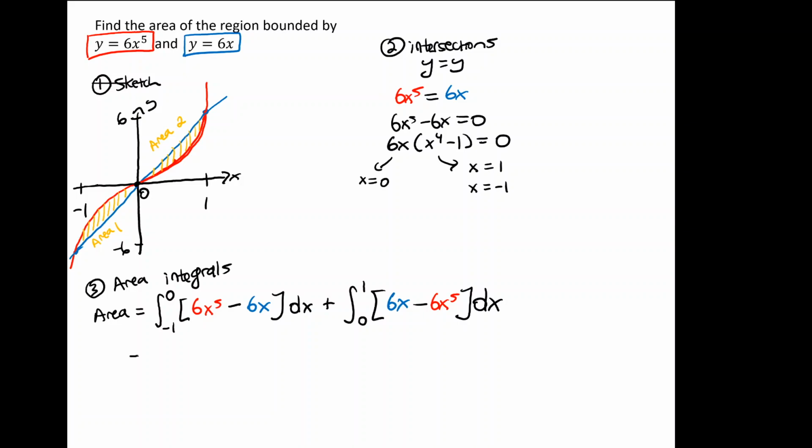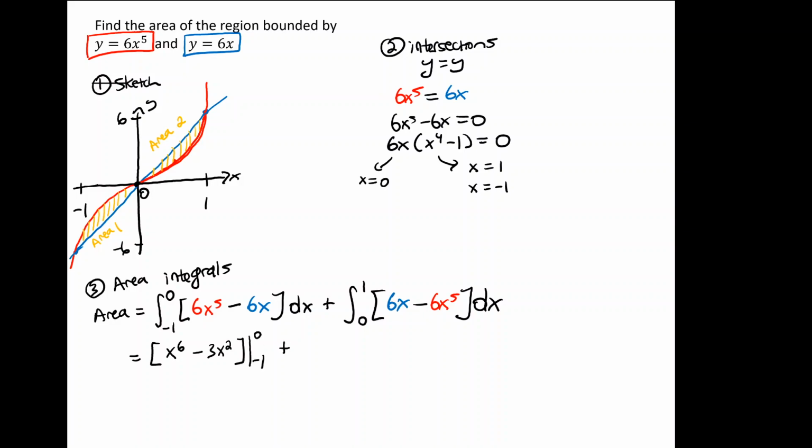Alright, now let's take the antiderivative of all the pieces. Antiderivative of 6x to the 5 is x to the 6. Power goes up by 1, we divide by the new power. 6 over 6 is 1, so the coefficient in front disappears. Antiderivative of 6x, we have 6 times 1/2 x squared, which is 3x squared. And we're evaluating that from -1 to 0.